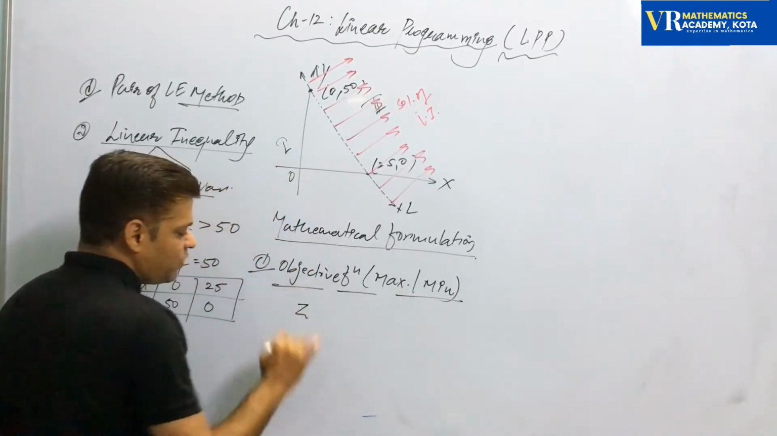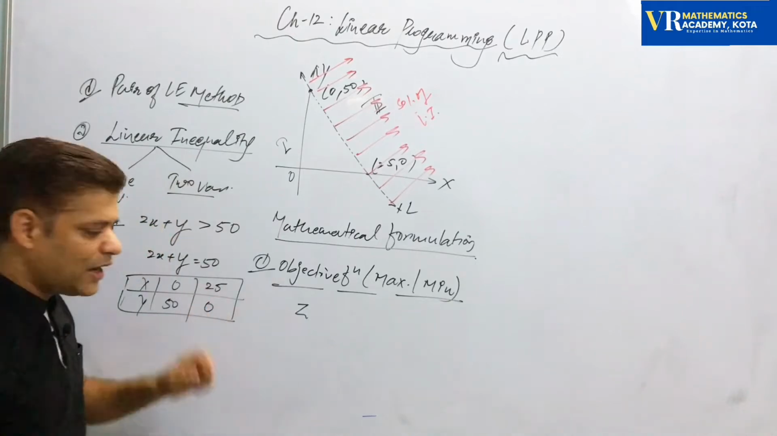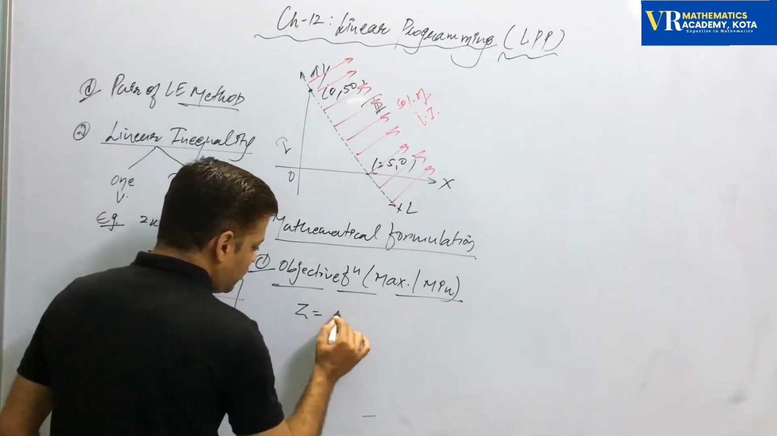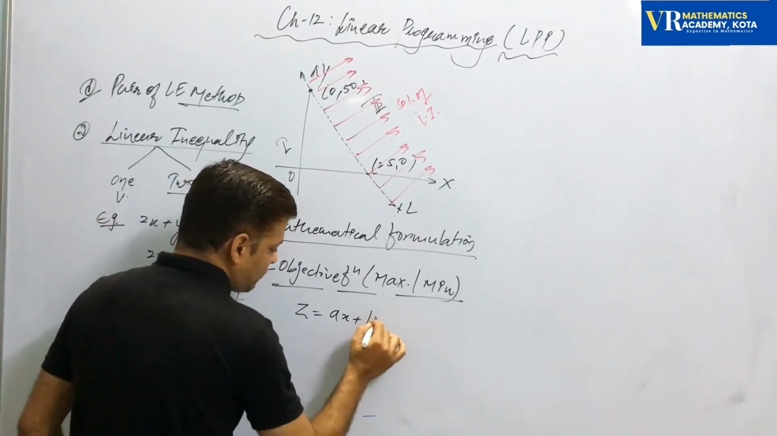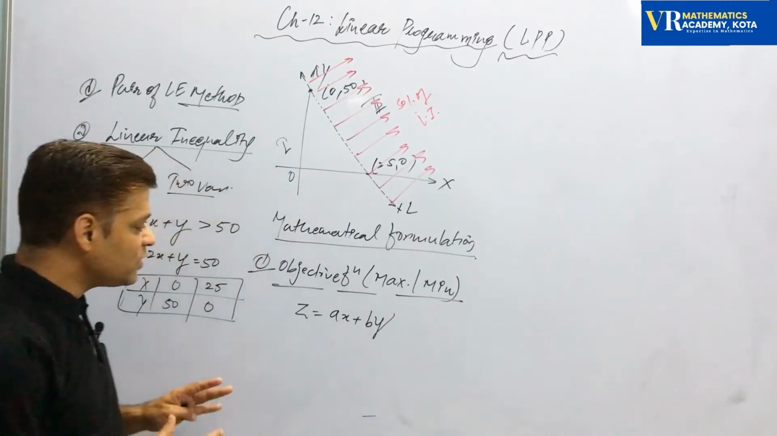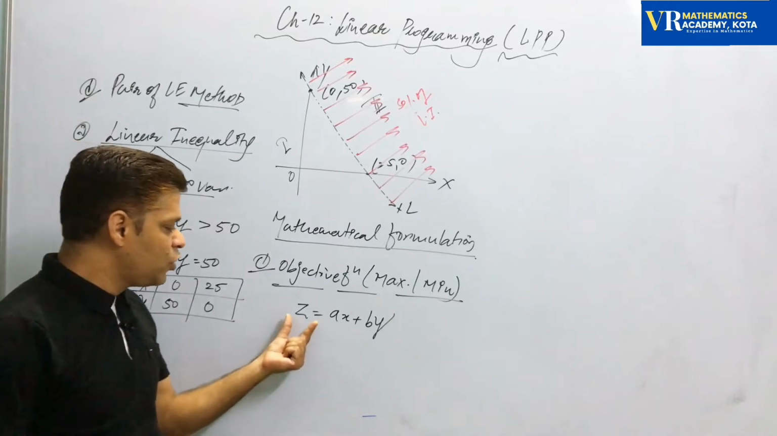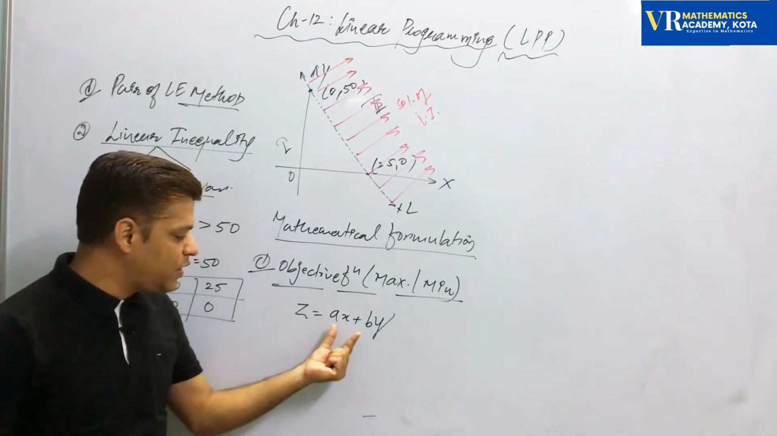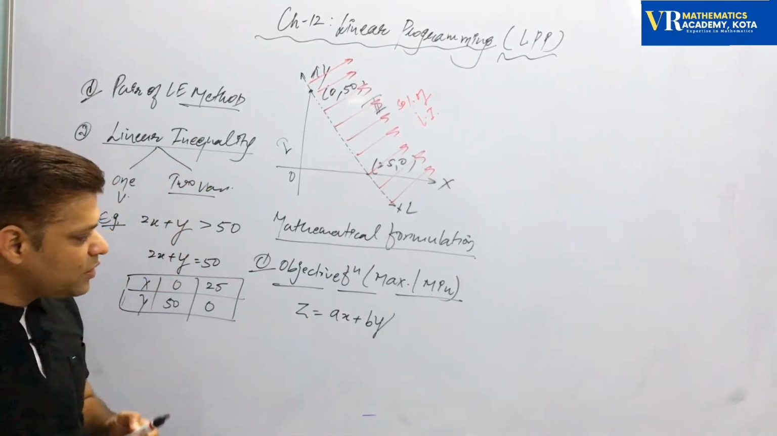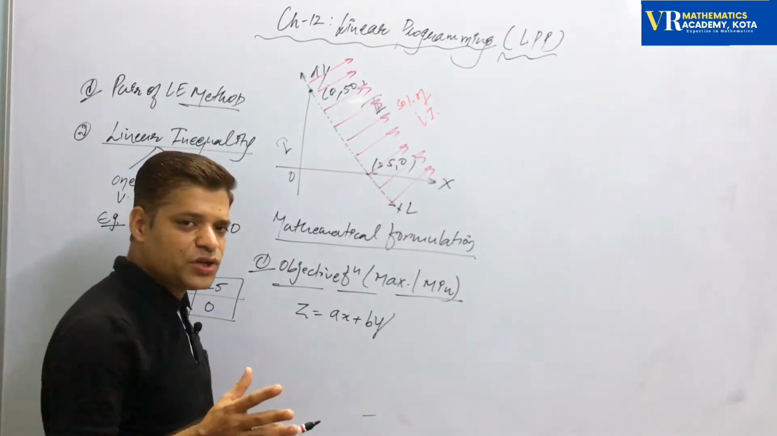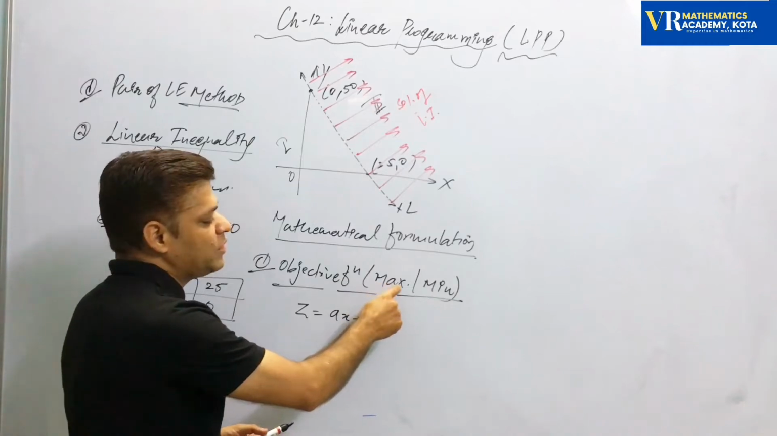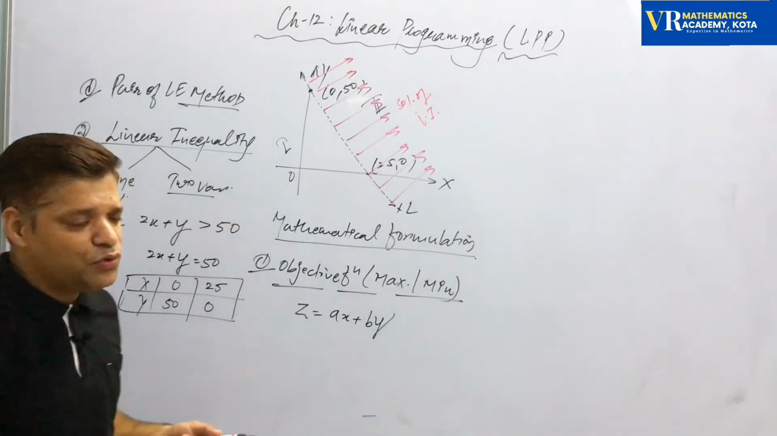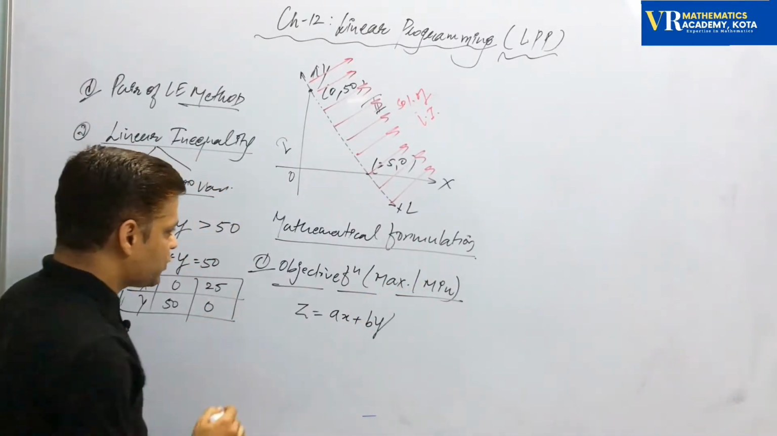The objective function is always denoted by z, and z we always write in the form of a linear combination of two variables, that is ax plus by. This is the format of the objective function, z is equal to ax plus by. In the exam, in the question, we first have to give the objective function, which we have to maximize or minimize. So this is the objective function.